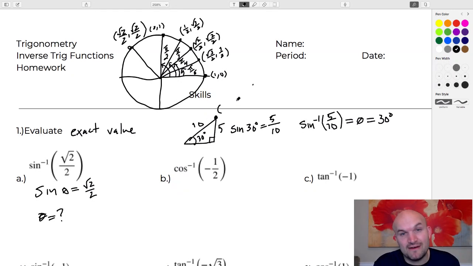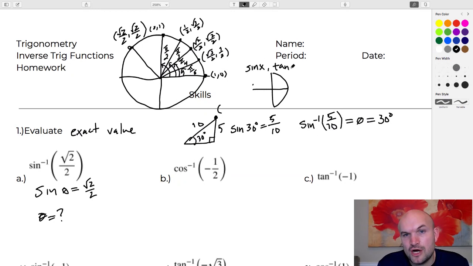Or if you take the graph of sine, it's not 1-to-1, so therefore we have to restrict the domain. So the domain restrictions, and I'm just going to write these in there because we already talked about it in class, for sine of x and tangent of x are angles that have to be within the first and the fourth quadrant. And then cosine of x is for angles that have to be in the first and the second quadrant. So these are the restrictions.